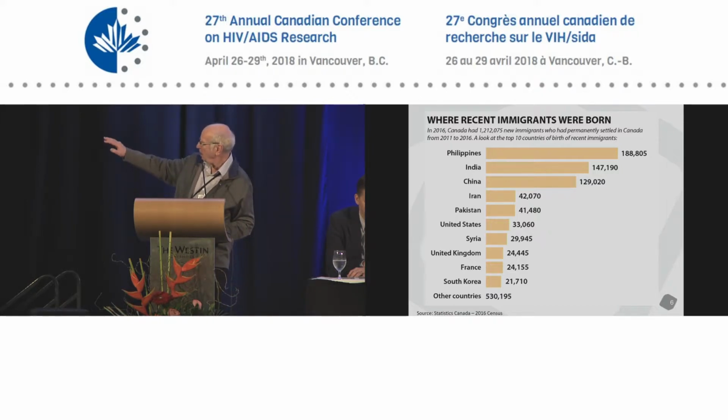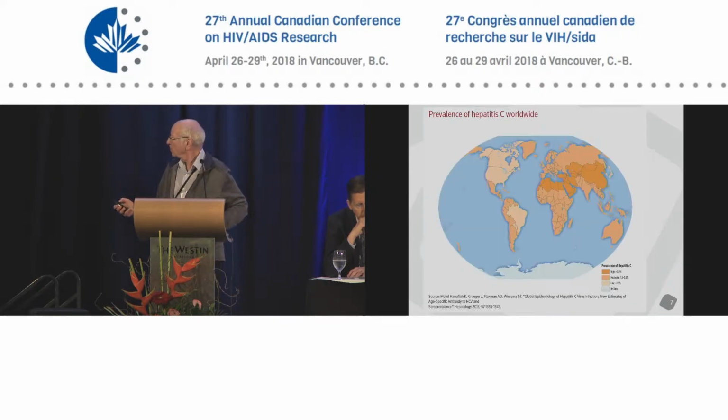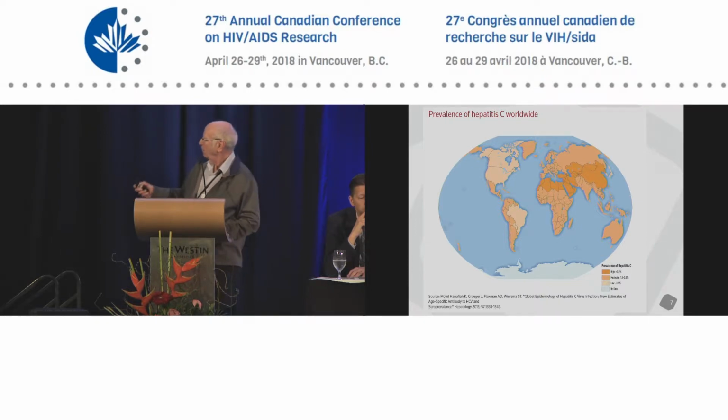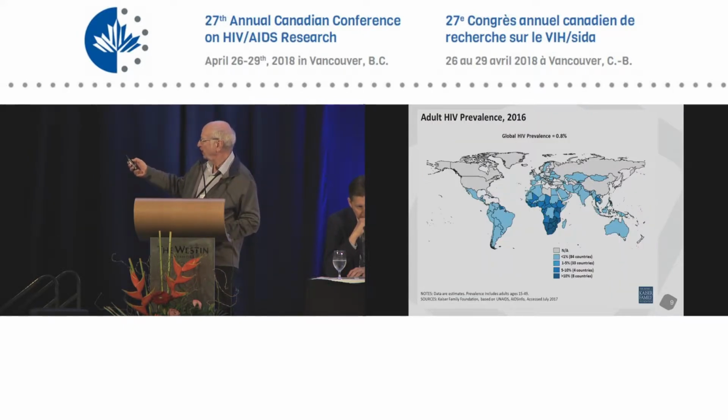Keeping this in mind, I would like to now present a series of slides showing the incidence of viral hepatitis and HIV. This is an example of hepatitis C, and as you can see, much of the hepatitis C is in Asia, the Middle East, and Northern Africa, and parts of South America. The prevalence of hepatitis B again reflects the Asian and African reality. And with regard to HIV, we are looking at Africa, parts of South America.